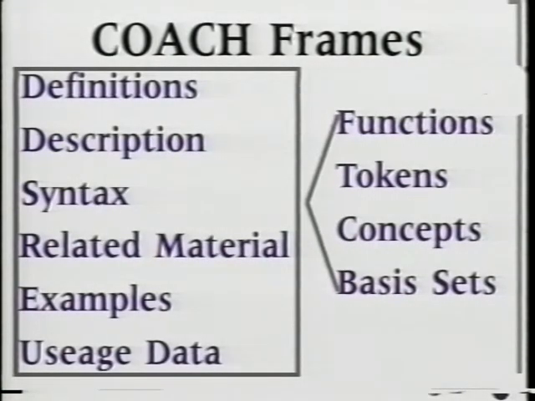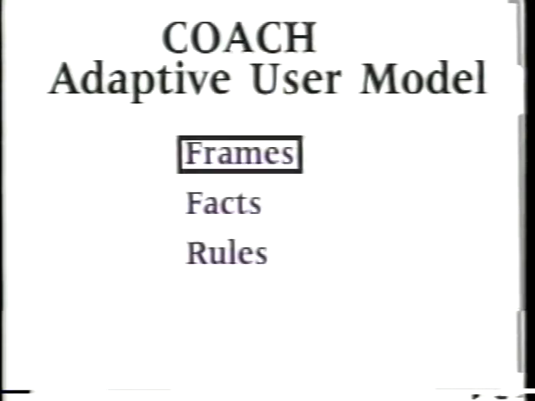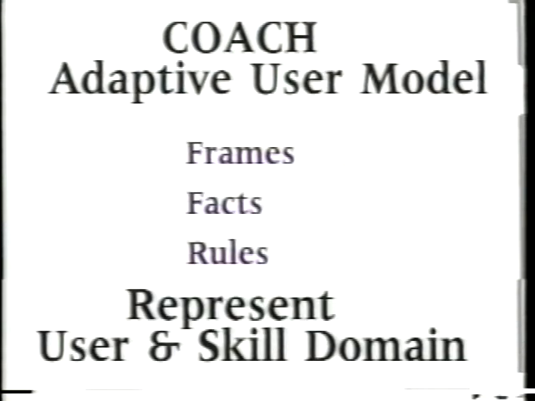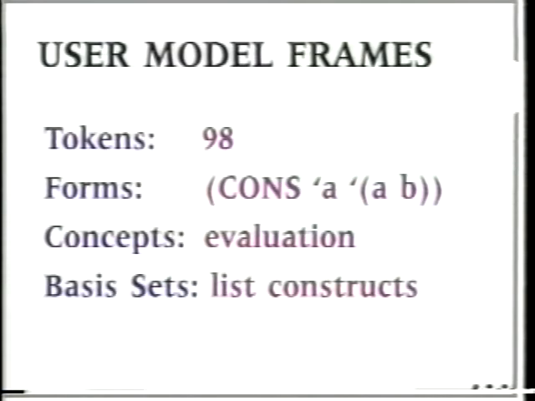The adaptive user model is a formal description of a user relative to a domain, which tracks change in the user's knowledge. The Coach's user model is explicit. It uses frames, facts, and rules to represent a model of the user and the skill domain a user is learning. A skill domain, like Lisp, for which Coach helps a user, is represented by syntactic and conceptual parts, tokens, forms, concepts, and basis sets.